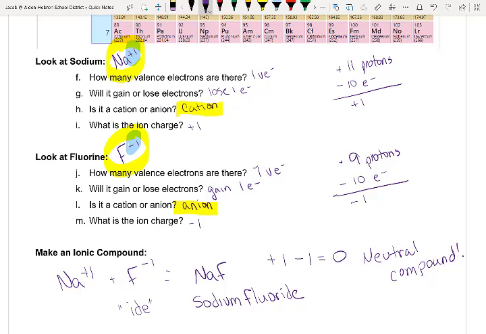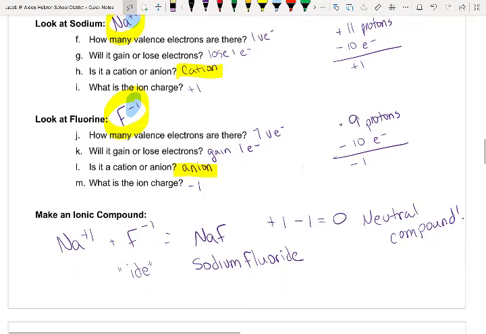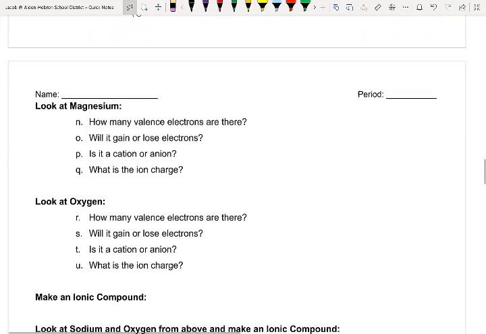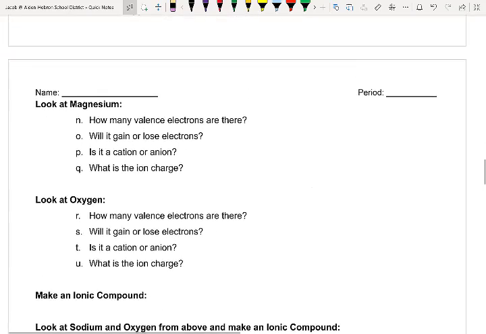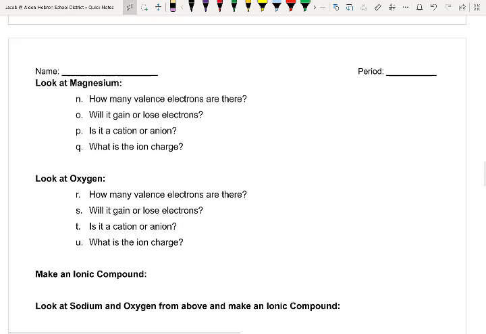So it's literally that easy. We're going to go through a couple of these just to get some practice in. And then there are going to be problems at the end that you'll be able to do on a separate sheet of paper and then throw into a Google Doc for me.